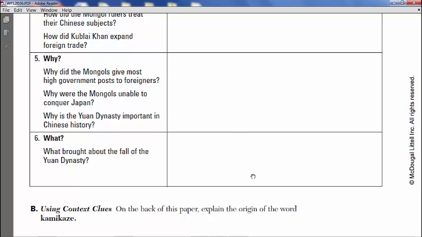Take these, make sure yours are correct on your worksheets, and you get to use them on Friday for the test. Thank you.